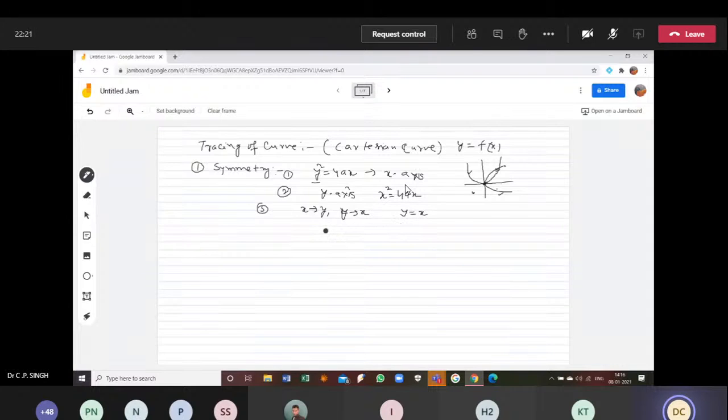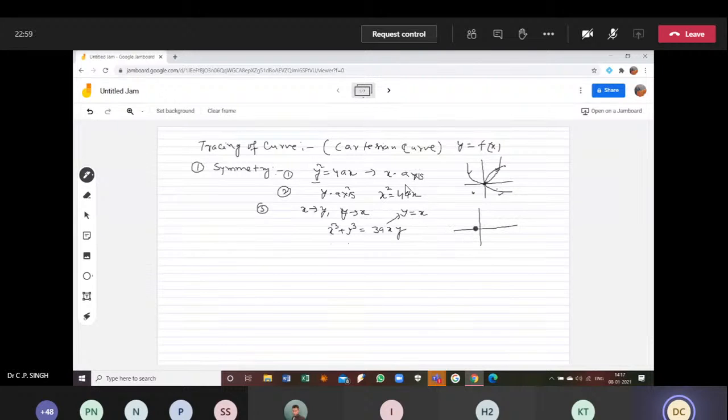So for example, suppose x cube plus y cube equals 3axy. If you interchange x and y, you write y in place of x and x in place of y, and you will find there is no change in this curve. This curve remains the same. Therefore, we can say that the curve is symmetrical about the line y is equal to x.